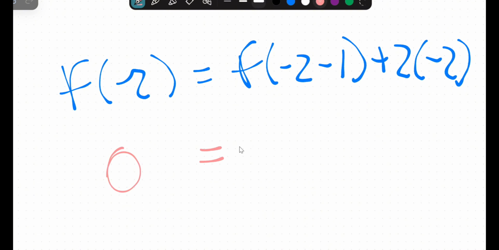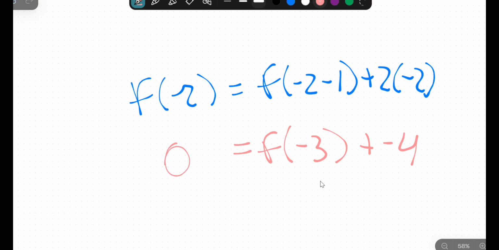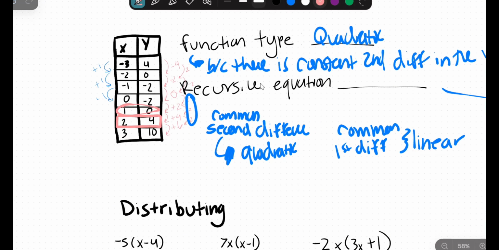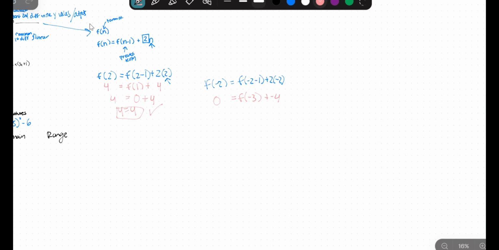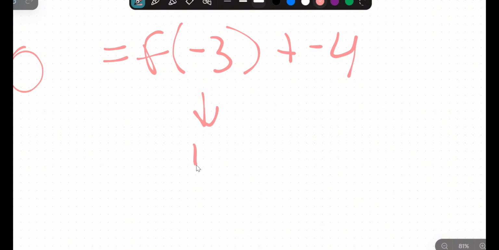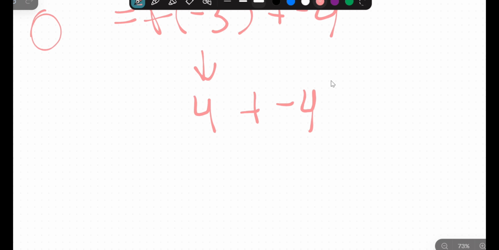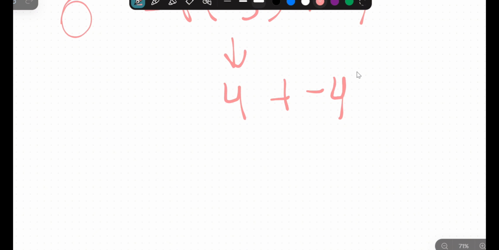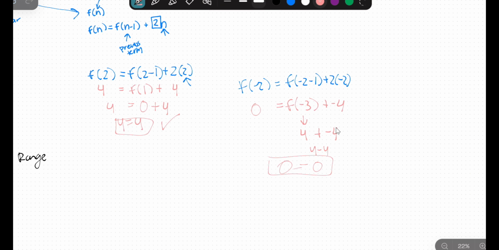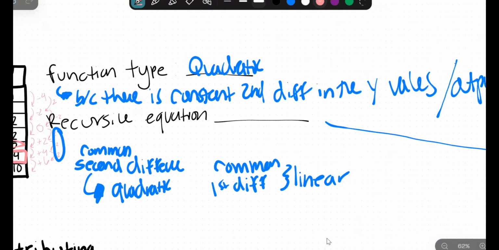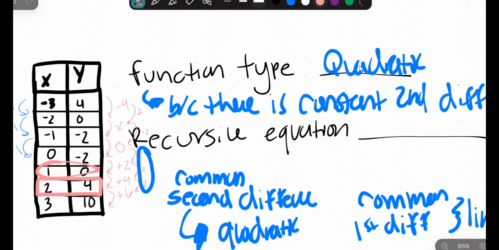So f of negative 2 minus 1, that's negative 3, plus 2 times negative 2, that's negative 4. Let's see what f of negative 3 is. F of negative 3 is 4. Okay. So this becomes 4 plus negative 4. Adding a negative is the same thing as subtracting, so that just becomes 4 minus 4, which is 0. And yep, that checks out. So that is a review of our recursive equations and just labeling function types.